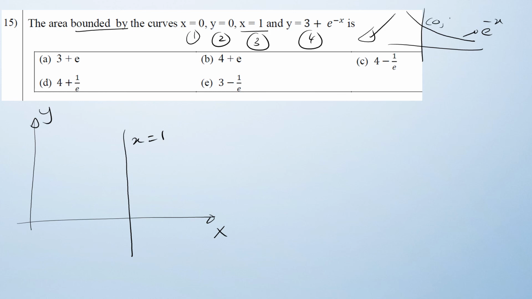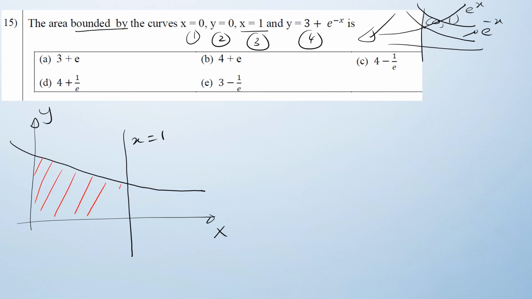That passes through the point 0, 1. Similarly, e to the power x will be something like this. So you can add 3 for that. You will have e to the power minus x plus 3 somewhere here. Then we have a curve like this. Then the bounded area will be this. So capital A, 0 is here, 1 is here.